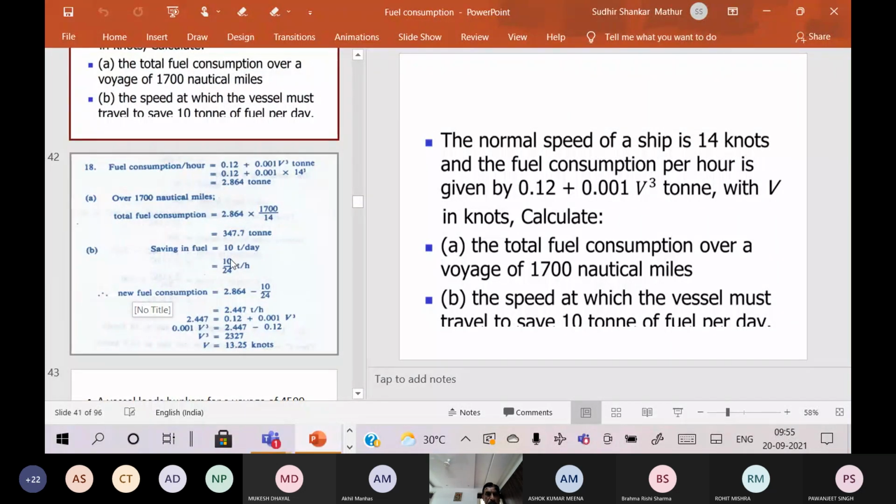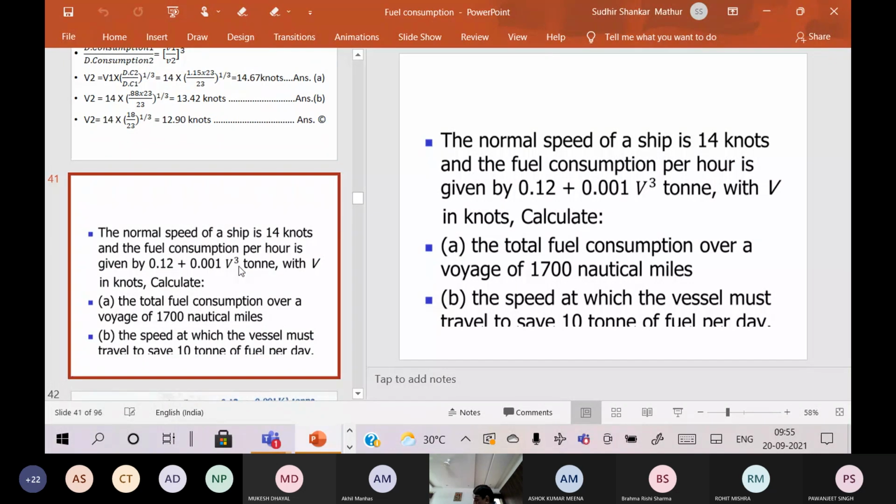Or 26. So you have to make two equations now. Let us say C is the consumption, तो अगर पहली C is equal to, ये तो given ही है, 0.012 plus 0.001 V cube. This is given.